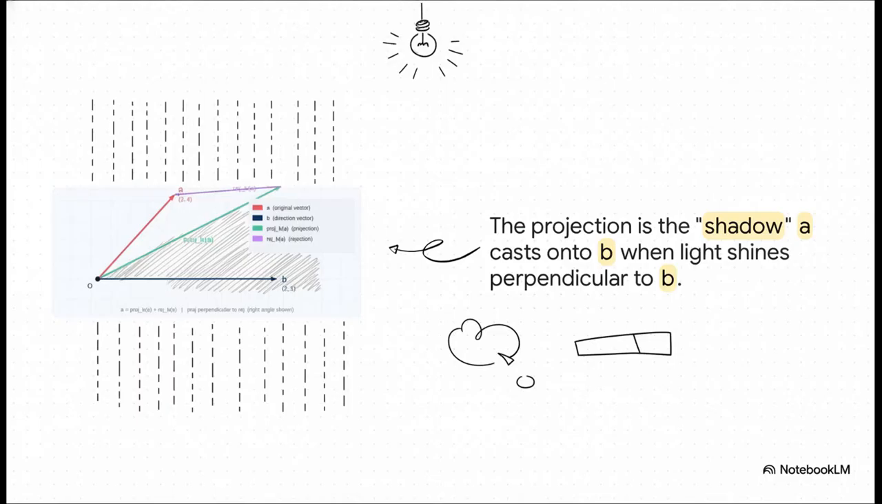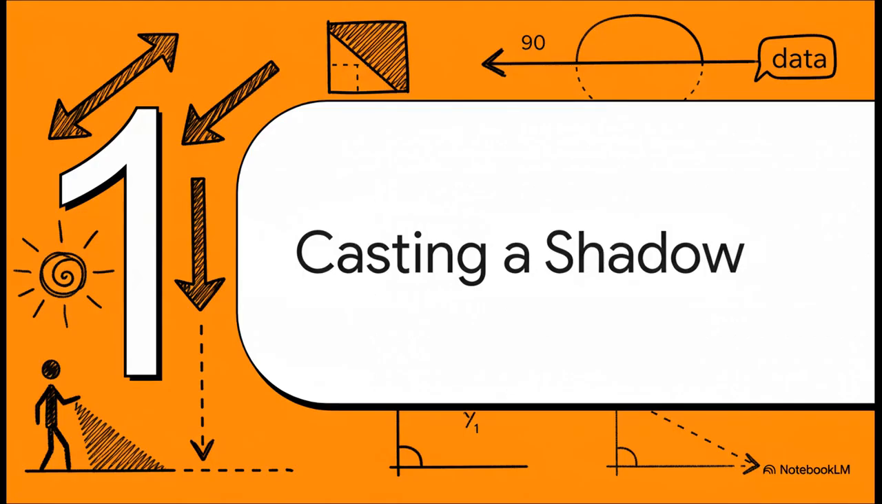And you know, the best way to get your head around this is with the shadow analogy. It's perfect. Just imagine a light source shining straight down, perfectly perpendicular to vector B. The shadow that vector A would cast onto that line where B lives, that shadow is the projection. It's a simple, beautiful picture that we're about to turn into some seriously powerful math. So let's dig into that idea. How do we actually define and calculate this shadow?